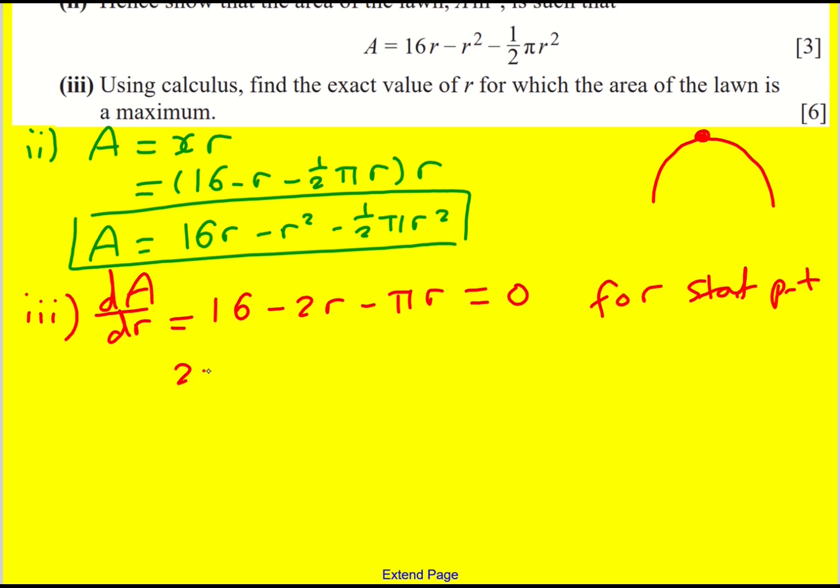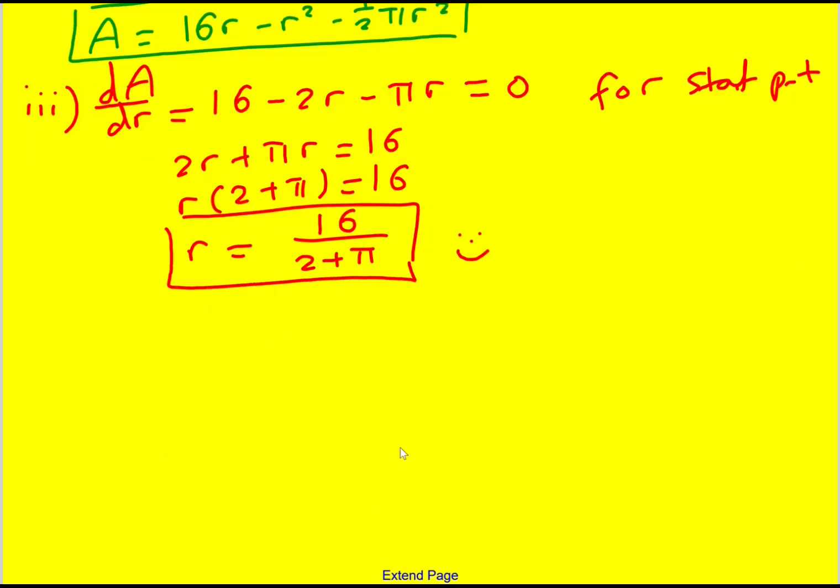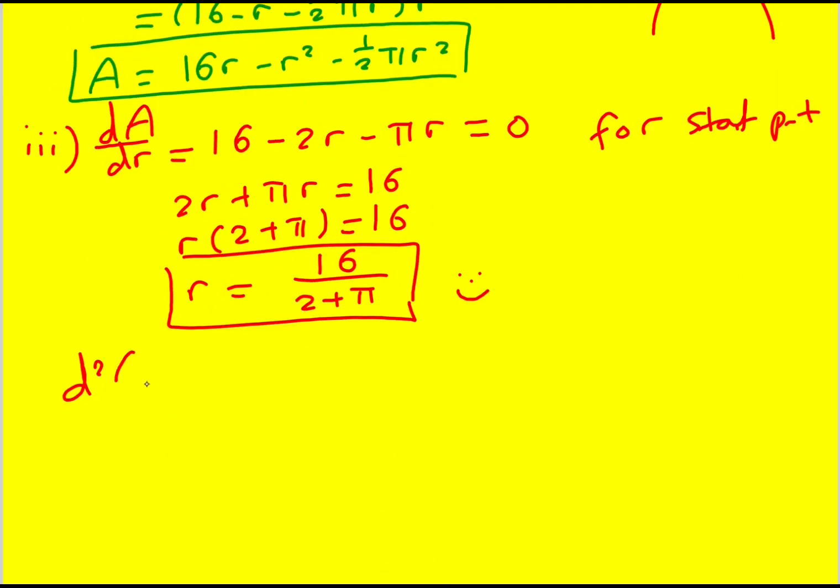That means that 2r plus pi r is 16. I'm going to factorize out the r. They've asked me for the exact value, so it's going to be 16 over 2 plus pi. That's it, we can't simplify that anymore. Just have to show that it's definitely a maximum, and for this I use the second derivative. So then I'm going to get minus 2 minus pi.